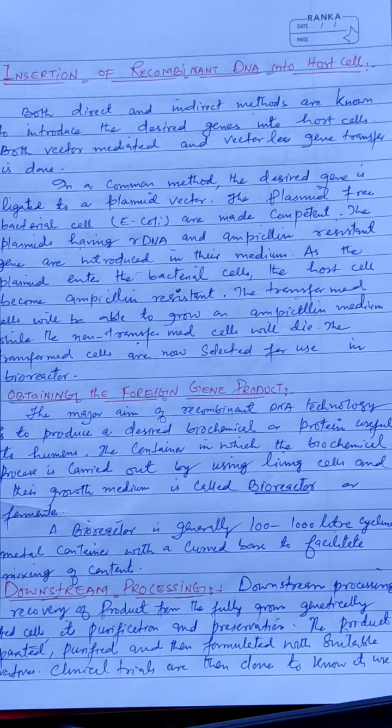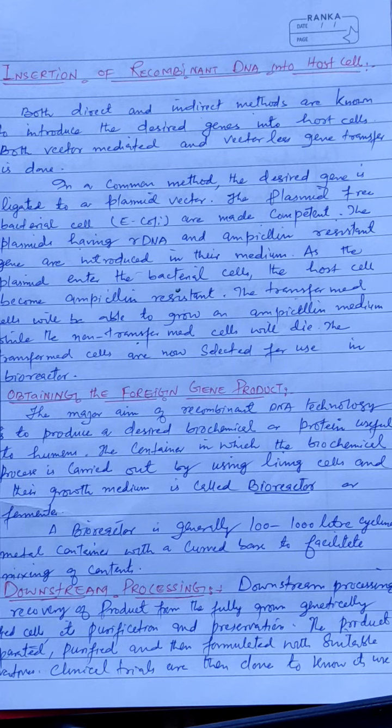What we are going to do now finally is the downstream processing. So what actually is the downstream processing? It's the recovery of the product from the fully grown genetically modified cells. It means that once the bacteria have multiplied, they have replicated, division of the cells has happened, and the genes have copied themselves, finally we will get the product from that desired gene. Then we have to do its purification. That product is purified and preserved. This product is separated, purified, and then formulated with suitable preservatives in order to preserve it.